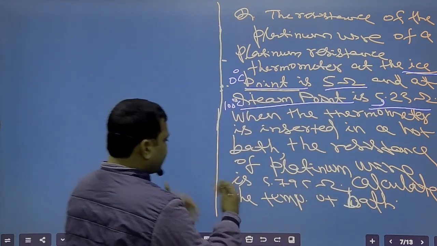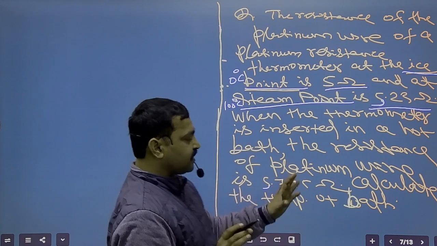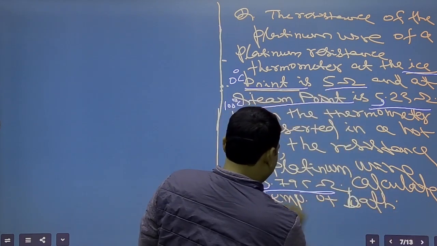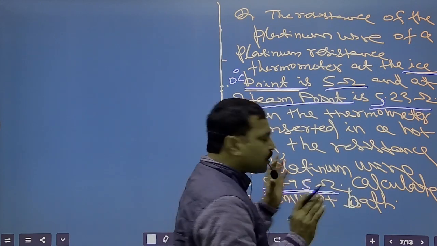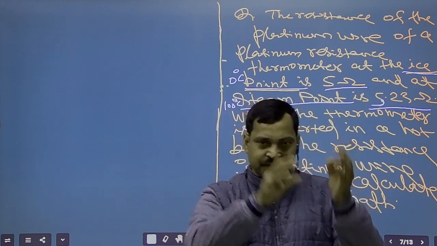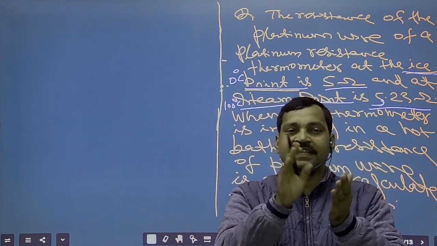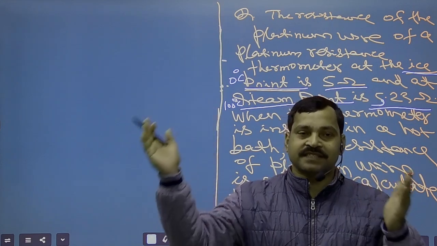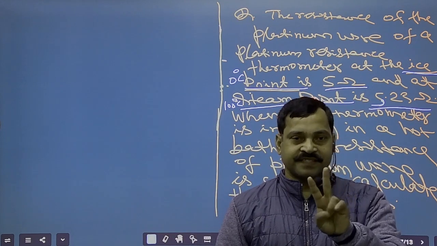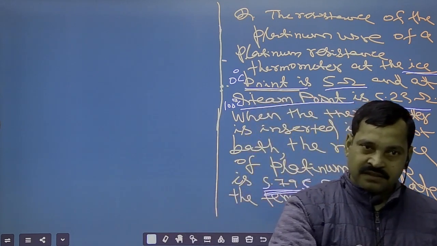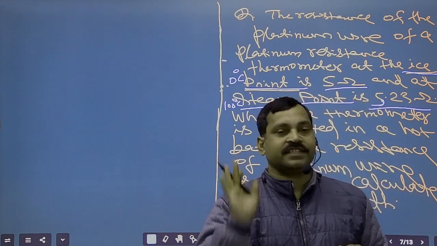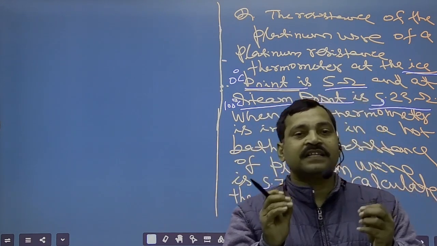So what is asked in the question? In the question it is asked that the resistance will be 5.795 ohm at what temperature? So you can see here, by using the resistance at a given temperature, if the resistance is given at 0 degree Celsius, we can use the formula. So here two cases are there. At 0 degree it is given, at 100 degree it is given, and at T temperature it is given. So we have to find out the temperature.